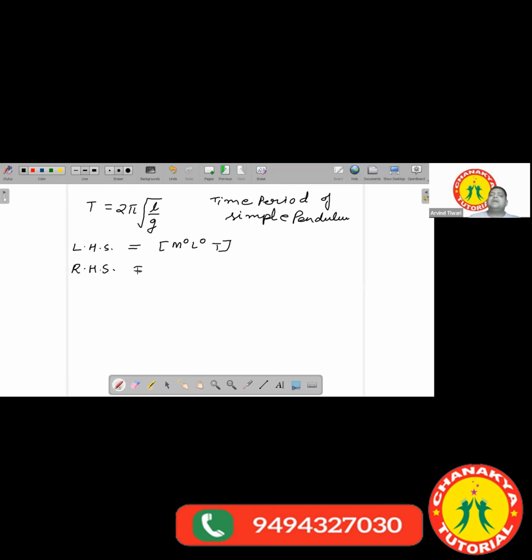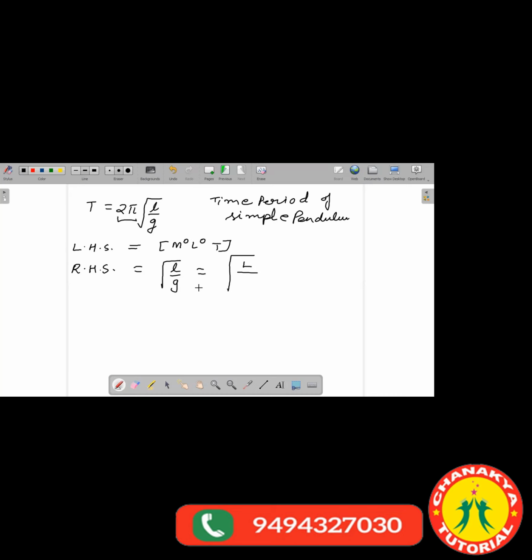On the right hand side, this 2 pi is dimensionless. It does not have any dimensions. The dimensions only belong to length and G. So on the RHS it is under root of L over G. We will have under root of the dimensions of length L divided by the dimensions of G. And gravity G is acceleration due to gravity, so we can use the dimension of acceleration as L T minus 2.